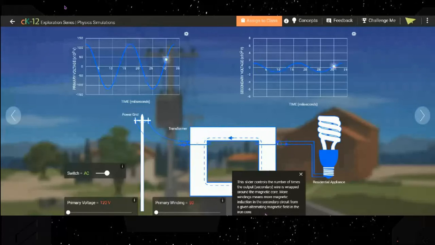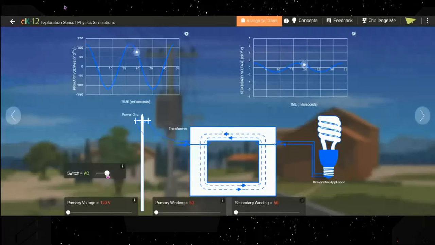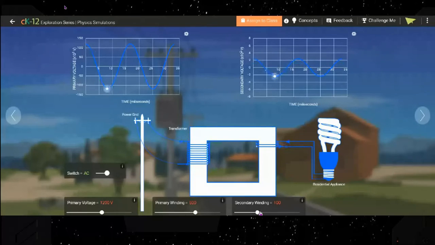Next, let's take a look at the graph above. The graph is about the primary voltage and time in milliseconds, and also about the secondary voltage and time. This represents the situation in which the electricity went from the power grid to the transformer and to our residential appliances.